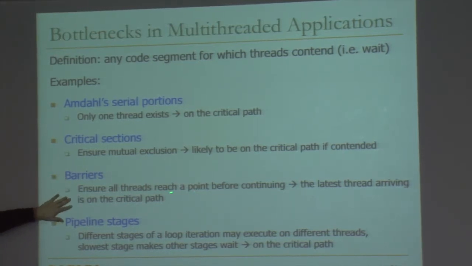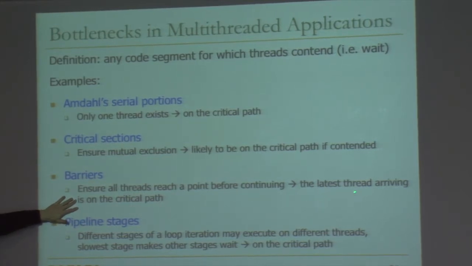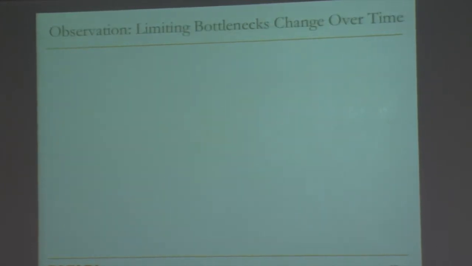Barriers ensure all threads reach a point before continuing. The latest arriving thread is on the critical path. There are also pipeline stages. Different stages of a loop iteration may execute on different threads. The slowest stage makes other stages wait. It's on the critical path. So one observation that we haven't made before is that these limiting bottlenecks actually change a lot, very, very frequently over time in a real program execution.